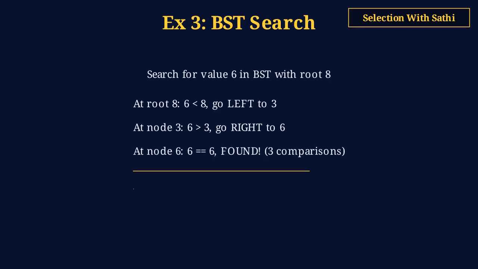Start at root 8. Since 6 is less than 8, go left to node 3. Since 6 is greater than 3, go right to node 6. 6 equals 6, found it. We made only 3 comparisons. In a balanced BST, the height is log n, so search takes O(log n).